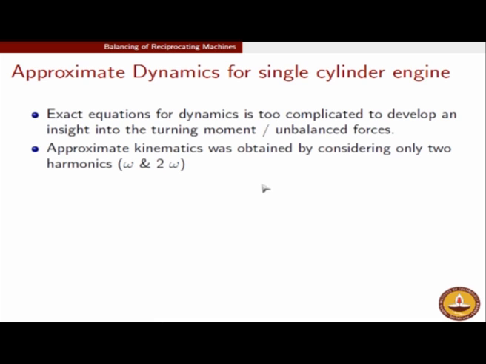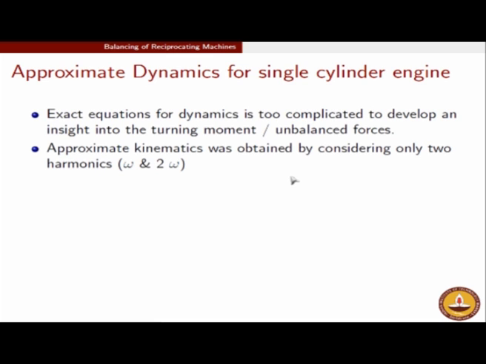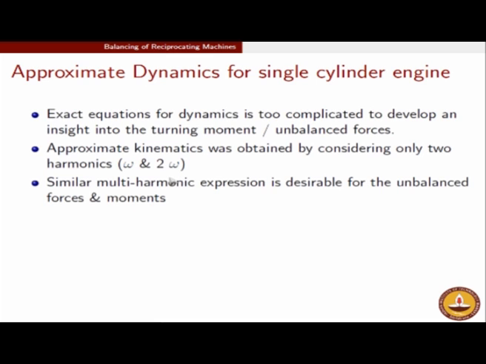The approximate kinematics, we will recall, was the same as in the case of kinematics. There we firstly had an expression for the exact kinematics, and then using the binomial series and truncating it, we obtained very simple expressions for position, velocity and acceleration, which contain only two harmonics, in omega and 2 omega. So we want something of that sort.